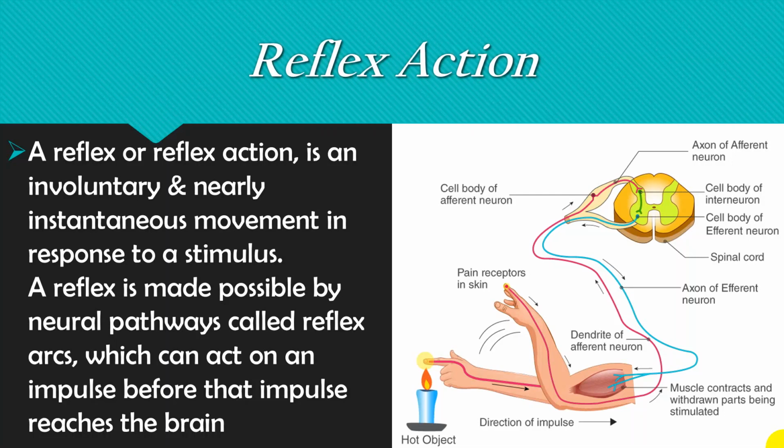A reflex arc has the following constituents. Number 1, receptor, which is the sensory organ. Number 2, sensory, which is afferent nerve. Number 3, interneurons. Number 4, motor, which is efferent nerve. And number 5, effector organ. On the right, it is described how the reflex action works in detail.